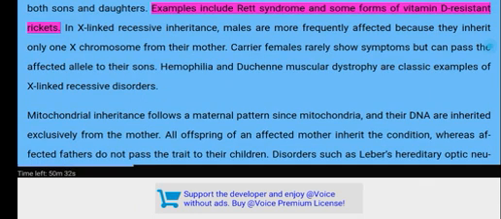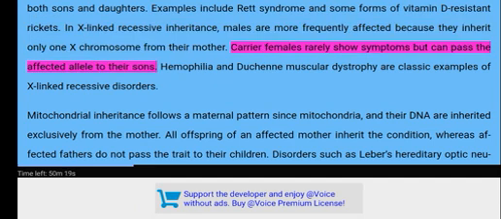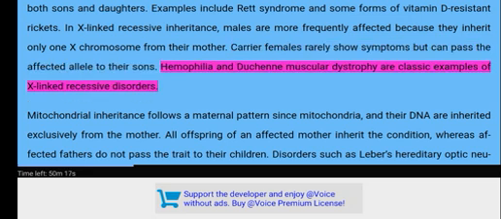Examples include Rett syndrome and some forms of vitamin D-resistant rickets. In X-linked recessive inheritance, males are more frequently affected because they inherit only one X chromosome from their mother. Carrier females rarely show symptoms but can pass the affected allele to their sons. Hemophilia and Duchenne muscular dystrophy are classic examples of X-linked recessive disorders.